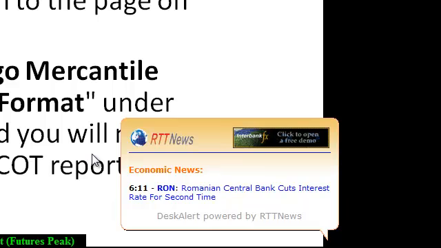Then where do you get the COT report and how do you read it? Well, the COT report can be got from the website of the CFTC, that's the Commodity Futures Trading Commission. Just log on to the website on your browser.